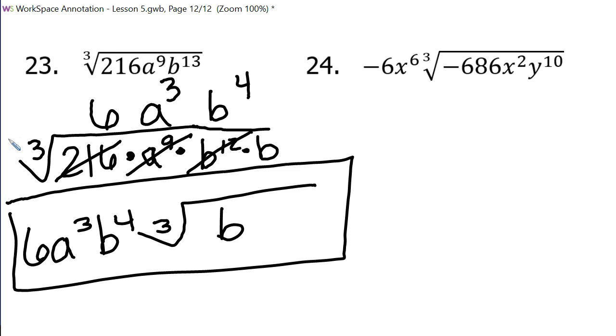Okay, I want you to do 24. For 24, we have negative 6x to the 6 out front. Then we have the cube root. Under the cube root is negative 686 x squared y to the 10th. So you do that last one, problem 24, and we'll check your answers here in a moment.